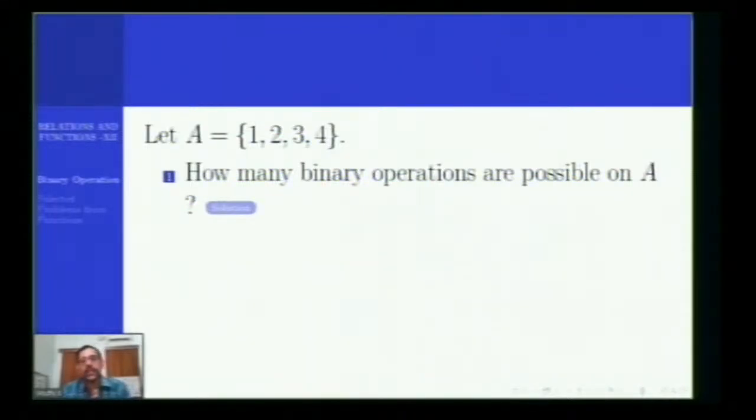Okay, the question is, the set A is {1, 2, 3, 4}. You have done one example of a binary operation. Some of you might have written it down yourself, and we have defined one operation called minimum. Now what we want to do is, how many binary operations are possible? I'm not asking to write down all binary operations. I'm asking how many binary operations are possible. So let us see the solution.